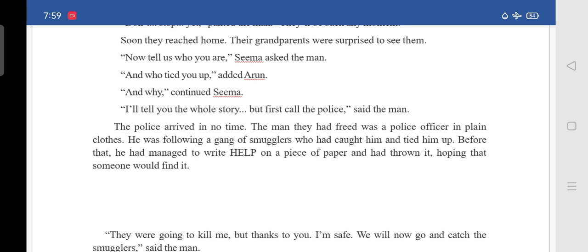The man who was freed from the smugglers was a police officer in plain clothes, means he is not in his police uniform, because he was following a gang of smugglers. Gang means an organized group of criminals. So, that police officer was following a gang of smugglers who had caught him and tied him up. Before that, he had managed to write help on a piece of paper and had thrown it, hoping that someone would see that paper and help him.